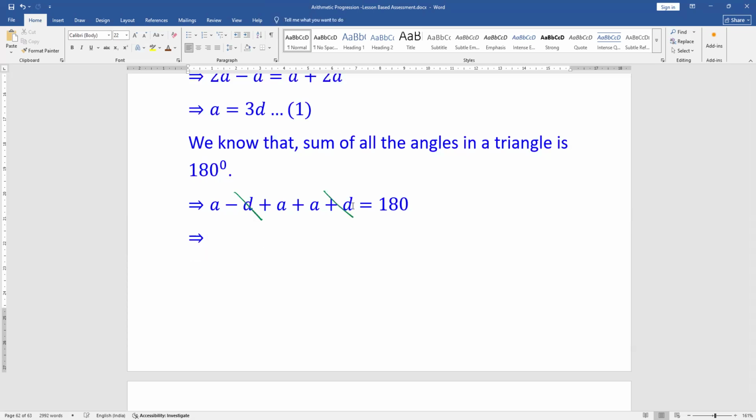Now, minus d and plus d get cancelled. So a + a + a gives you 3a, and on my right hand side it is 180. So 3a equals 180, which means a equals 60. That is 60 degrees.